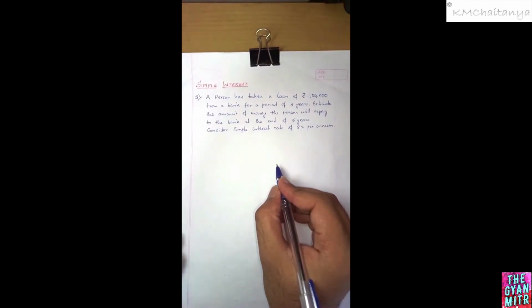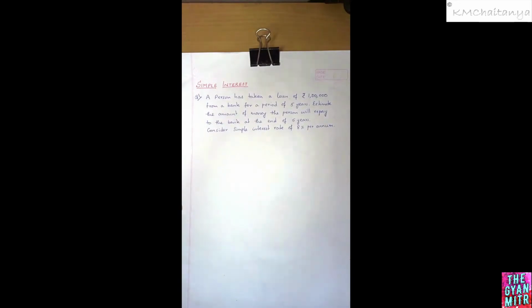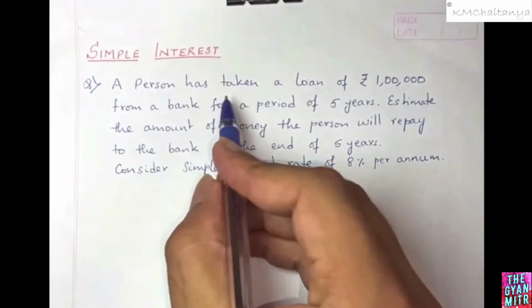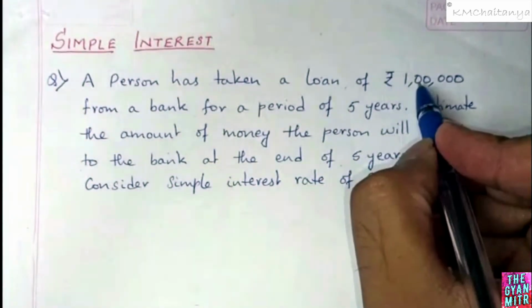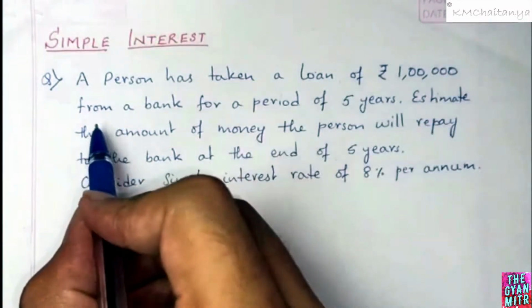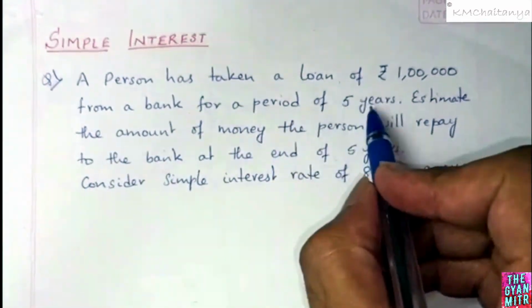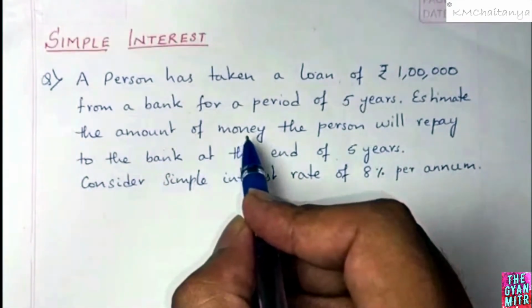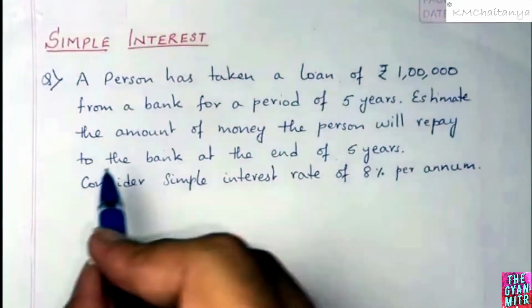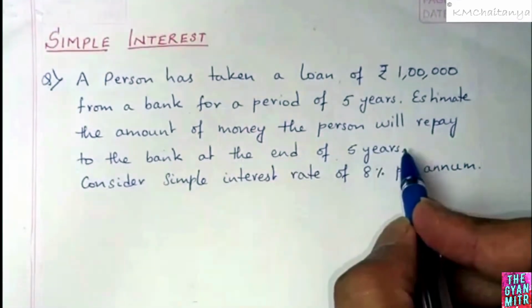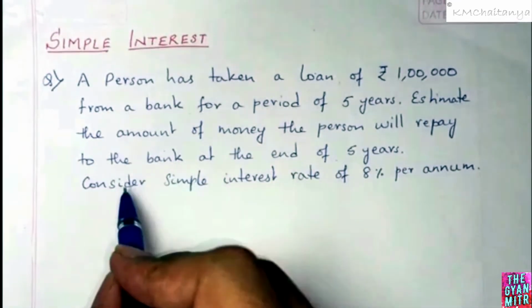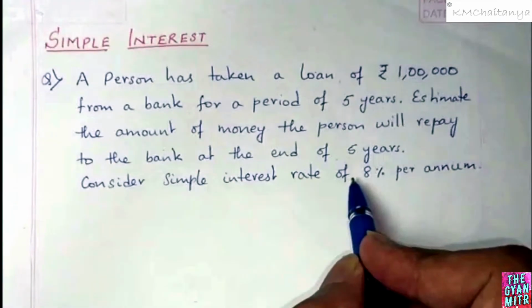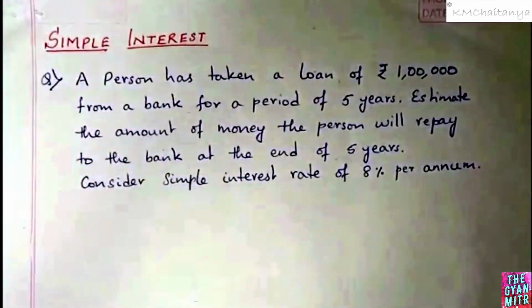Let's look into an example of simple interest. A person has taken a loan of rupees 1 lakh from a bank for a period of 5 years. Estimate the amount of money the person will repay to the bank at the end of 5 years. Consider the simple interest rate of 8% per annum.